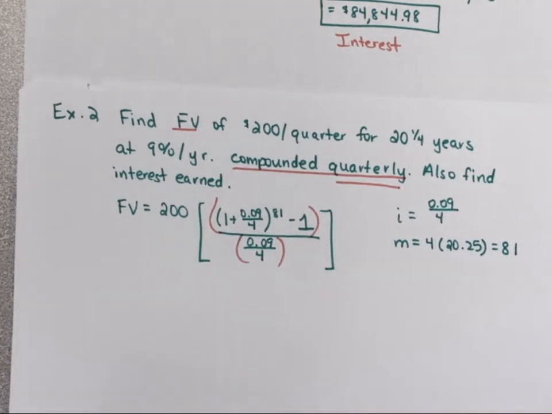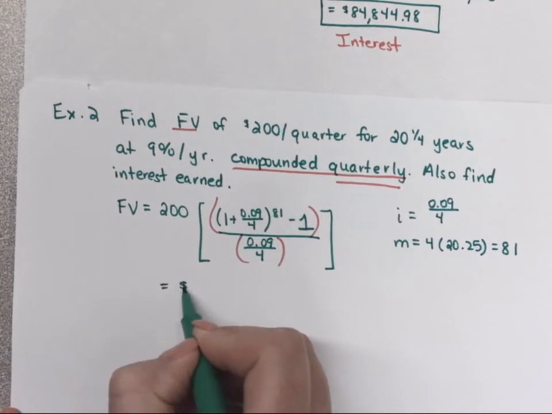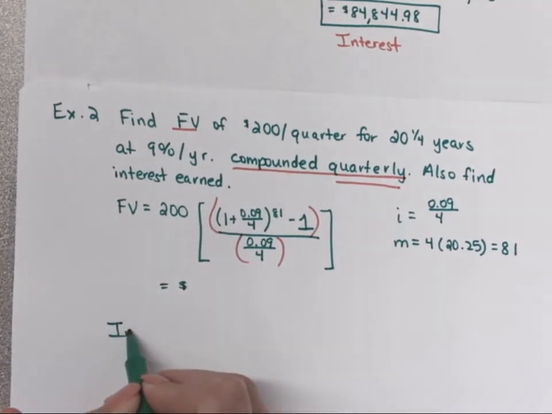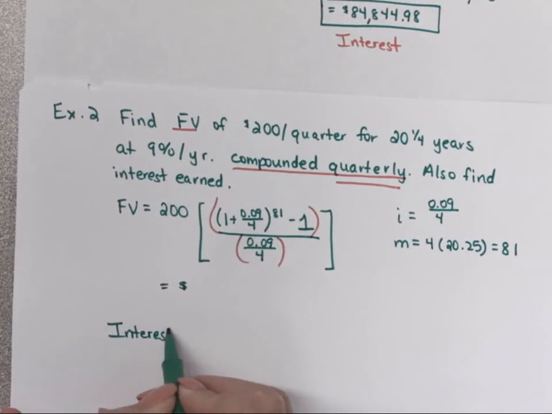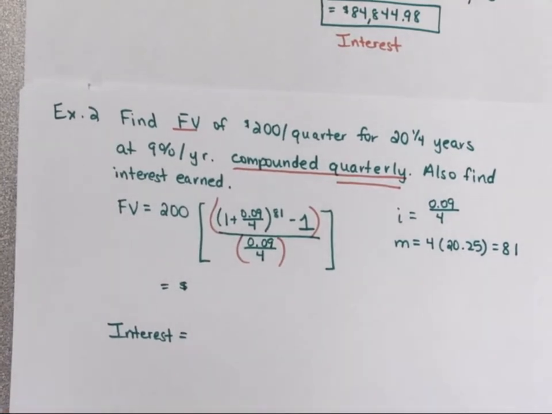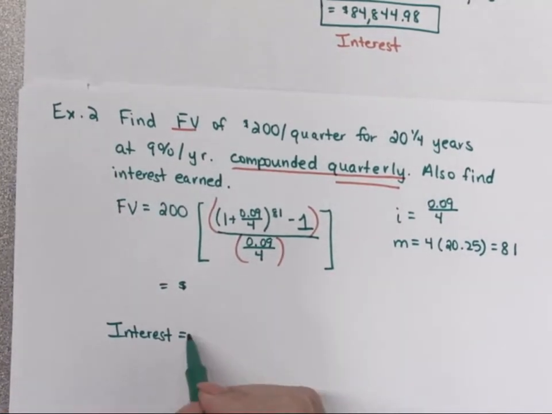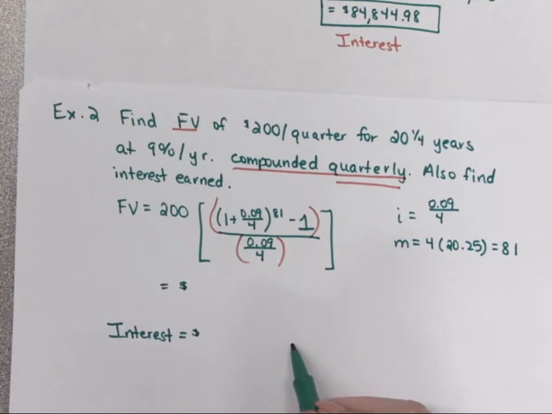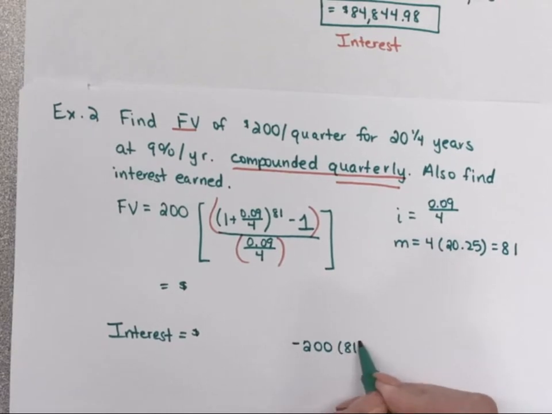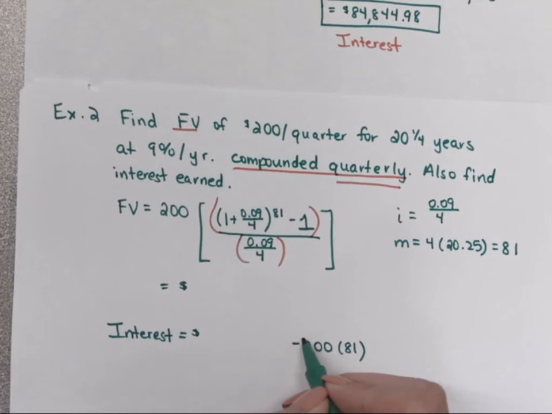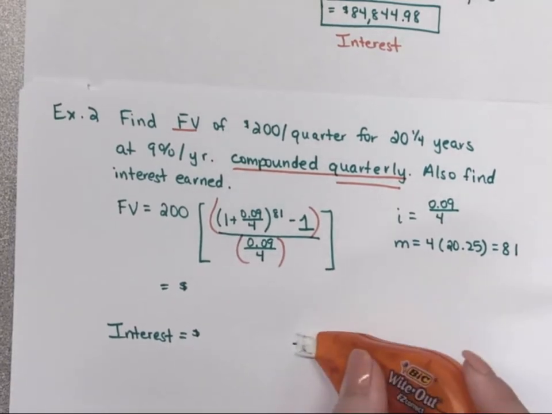Okay. So if you have your calculator, I want you to see if you can figure that out. And then I'm going to write the interest. Okay, so how would I do the interest? I would take whatever I'm going to get, right? And then I need to minus 200 times the 81 payments. So whatever I get, I'm just going to repeat a couple times there.